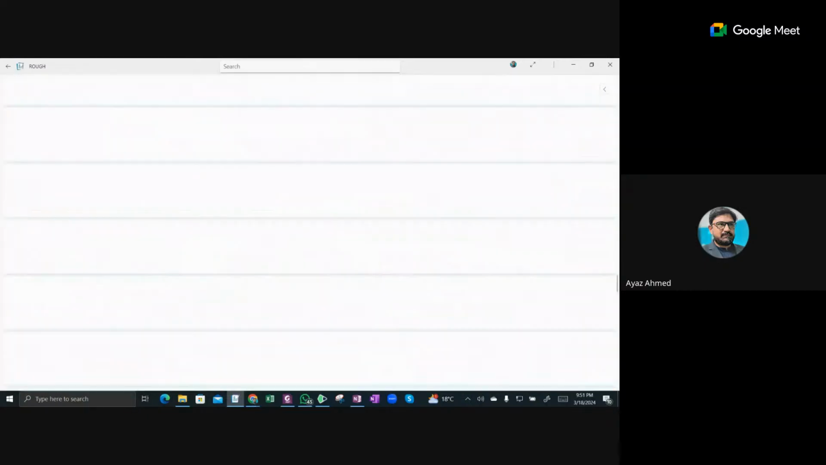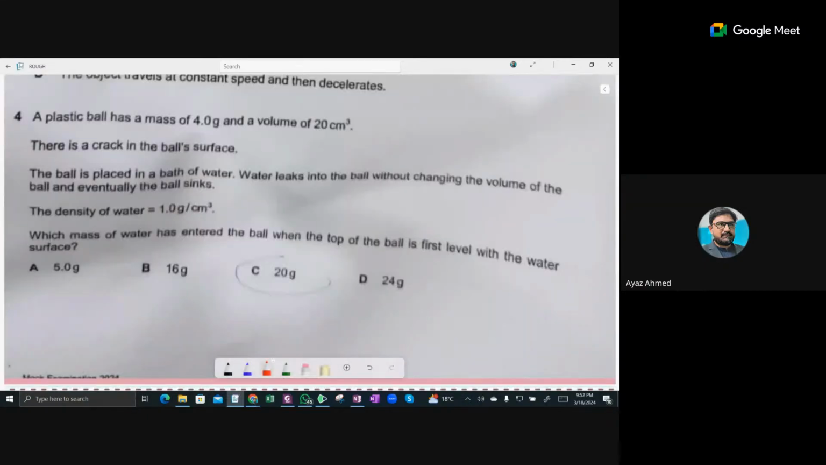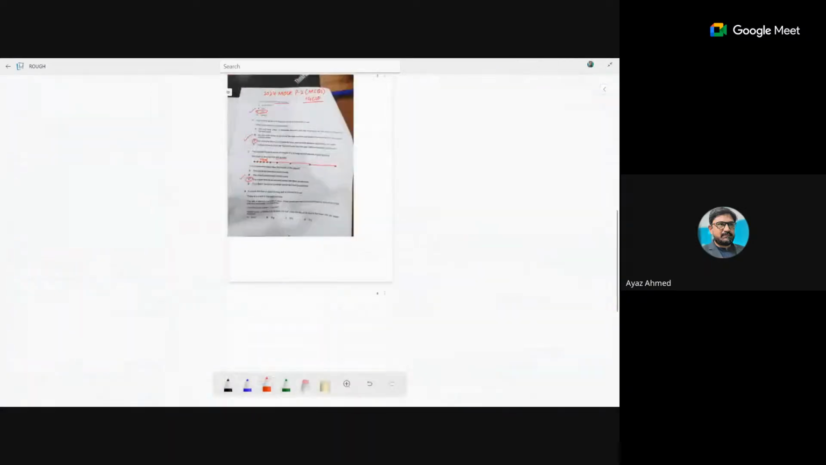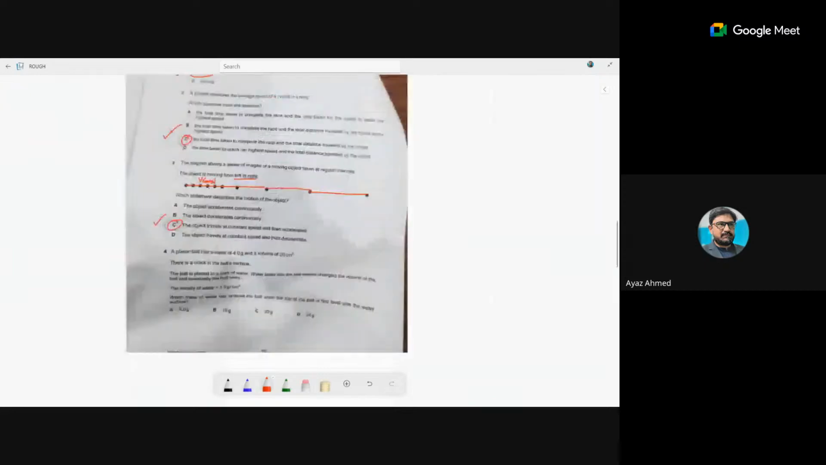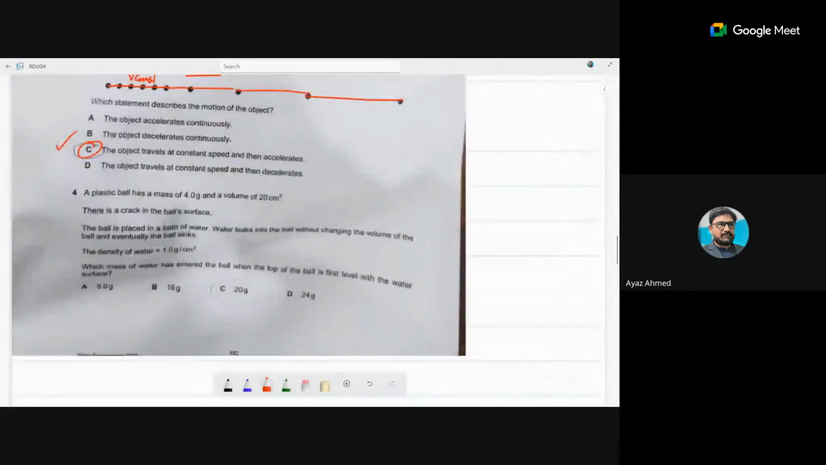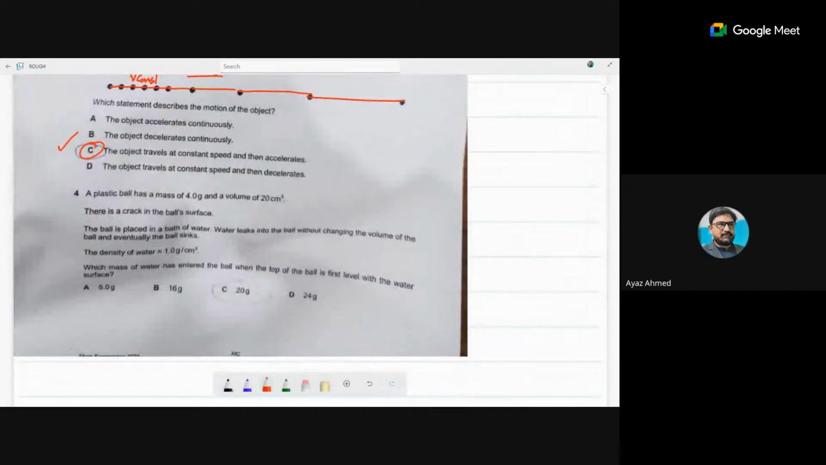Okay, let's put the scale over here. So what is the mass which has entered the ball when the top of the ball is first leveled with the water? Oh, a twisting question, right?